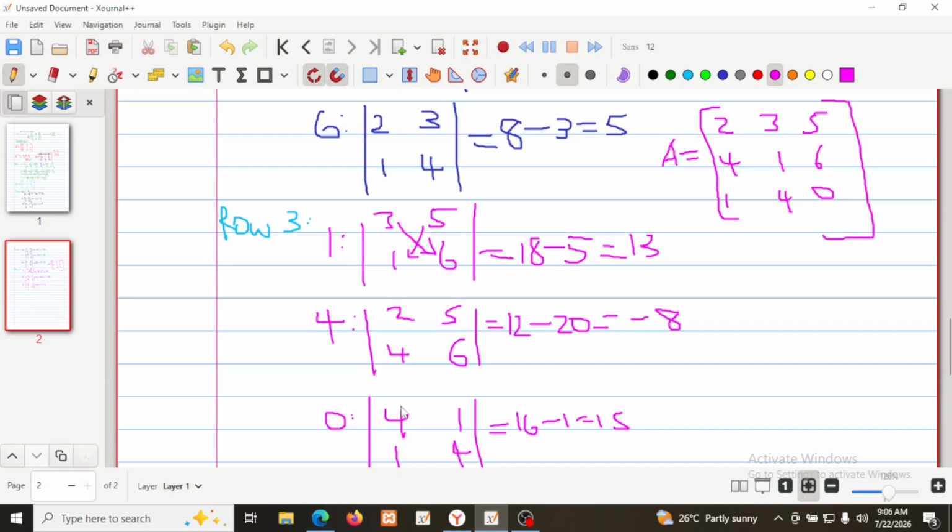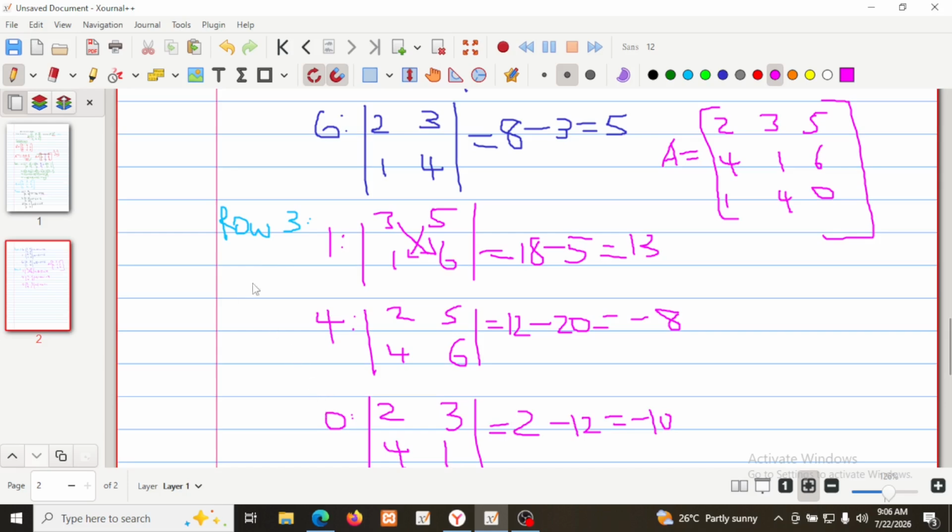Sorry for this part. We had 2, 3, 4, 1. So I will erase. So we have 2, 3, 4, 1. So this one we can remove: 2 times 1, this is 2 minus 12, which gives us negative 10.